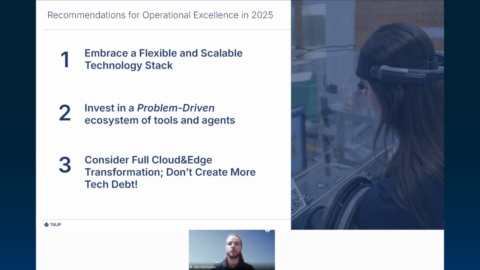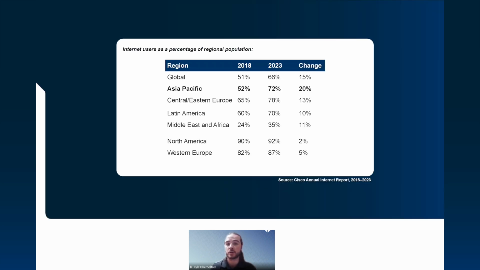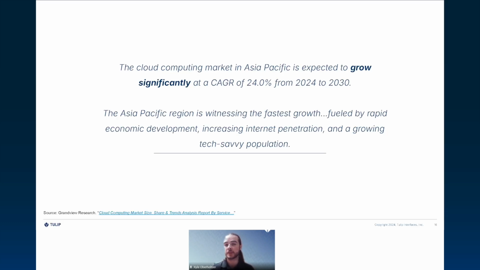Finally, we want to recommend people in 2025 to consider this holistically. Now, this is a bigger point, right? So in APAC, we've definitely seen that cloud adoption is still growing, right? So cloud adoption, like we said before, is growing faster than any other region in the world. More people in APAC are adopting cloud systems, growing with cloud systems than anywhere else in the world.